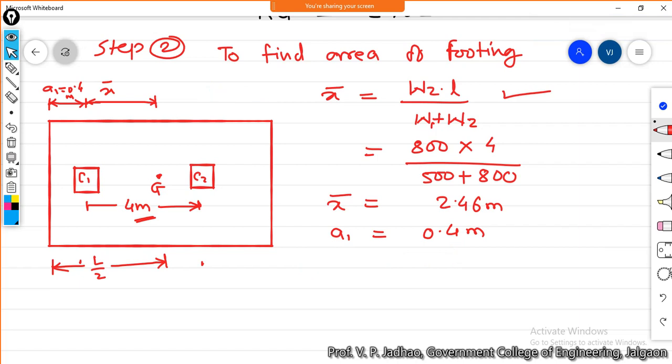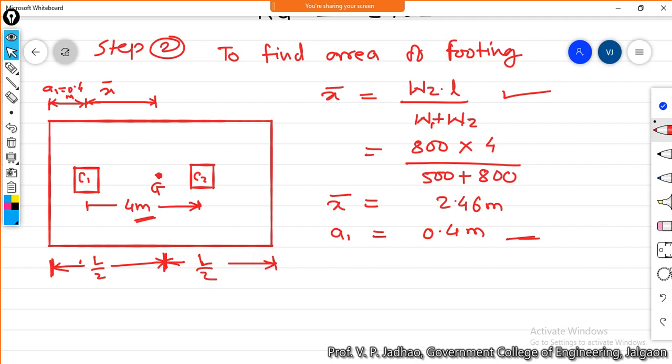We have calculated up to this, that is A1 is equal to 0.4 meter. Now we have to calculate the length of your footing. We know that this center of gravity will be acting at a distance L by 2 from both the ends, because the center of gravity of your footing must coincide with the center of gravity of your load.